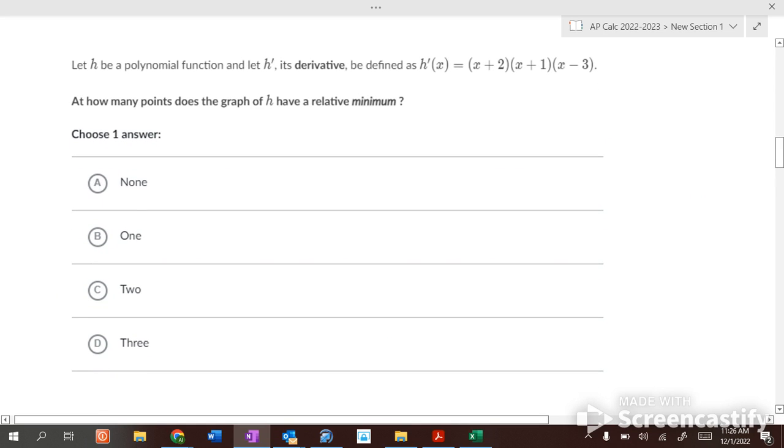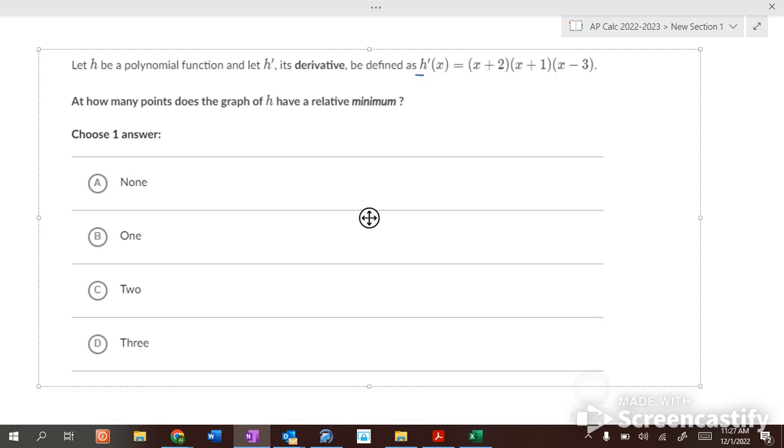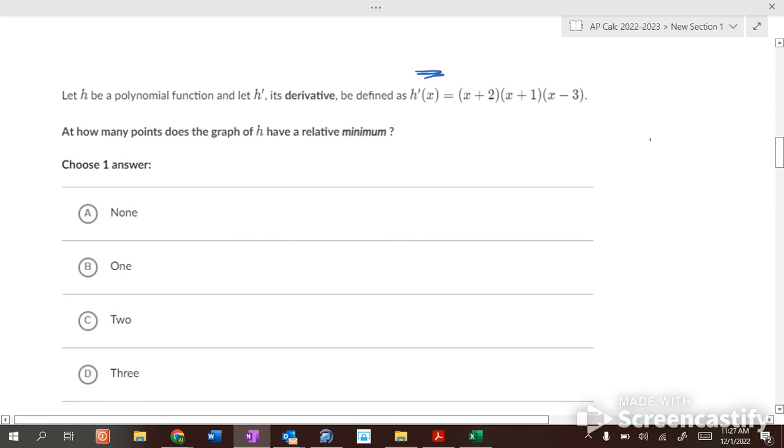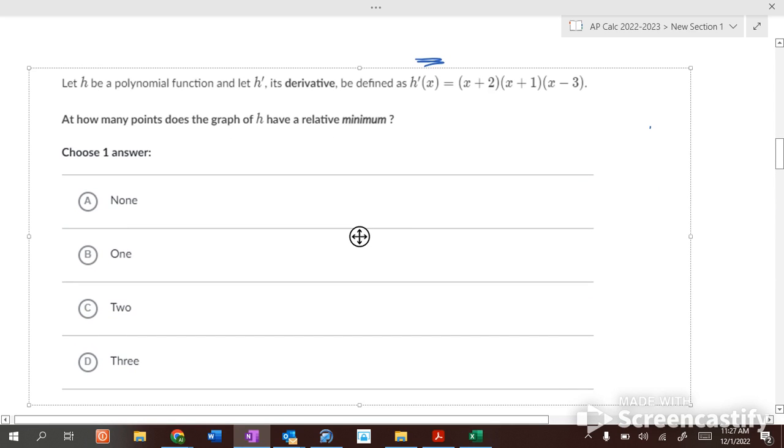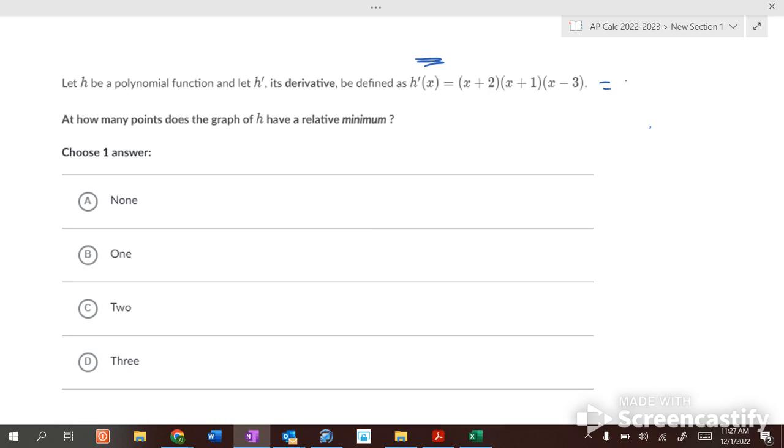How many points are a relative minimum here out of these points? Now, this is the first derivative. So we don't know what the graph looks like, but we know these are the first derivative. So what do you do with the first derivative? Set it equals 0. How many critical numbers do I have? 3 of them. I have -2, -1, and a +3. Which ones will be minimums? Well, what we do to figure out if it's a minimum or maximum, we test numbers around them.